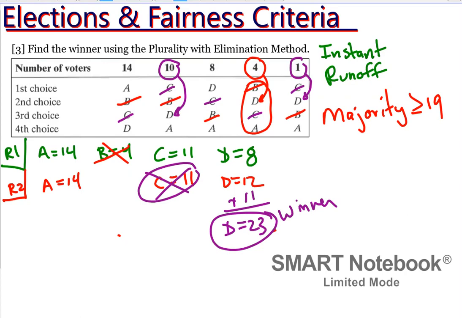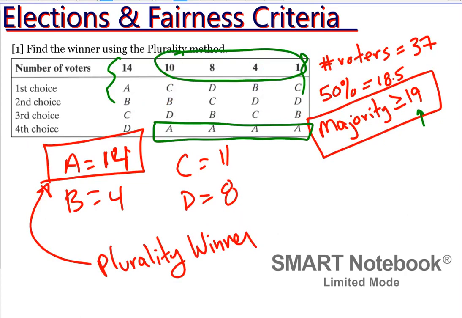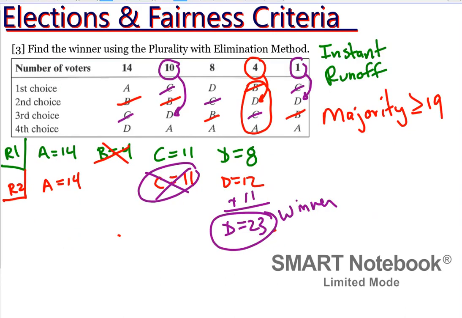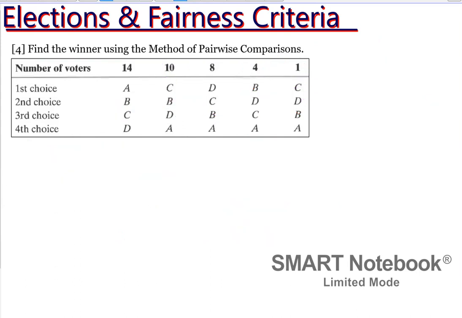This is the same exact preference schedule. And let's go back. The first method, we used plurality, A was the winner. The second method, we used the Borda method, B was the winner. The third method, we used plurality with elimination, and D was the winner. Who do you think is going to win in the fourth example?